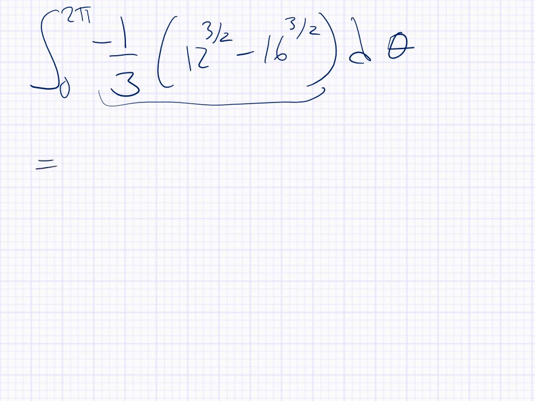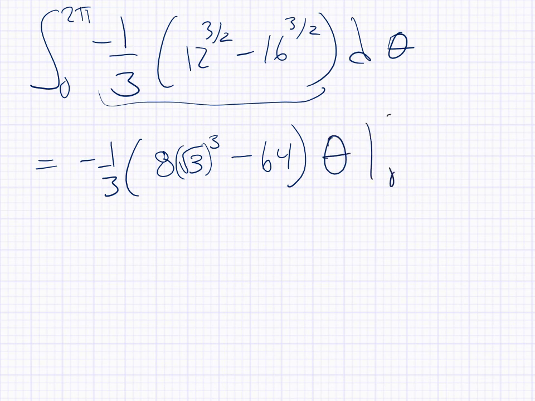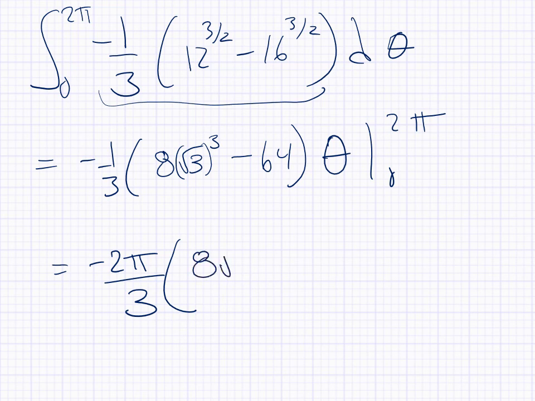So I have minus 1/3. 12, I could do the square root of 12. Well, I could simplify that to 2 root 3. And then I have to cube that. So I could say 8 root 3 cubed, minus the square root of 16, which is 4 cubed, is 64. And then times theta between 0 and 2 pi. So plug in 2 pi and you get your answer. So I have minus 2 pi thirds times 8 square root of 3 cubed minus 64.